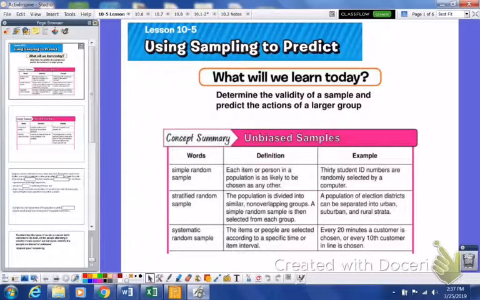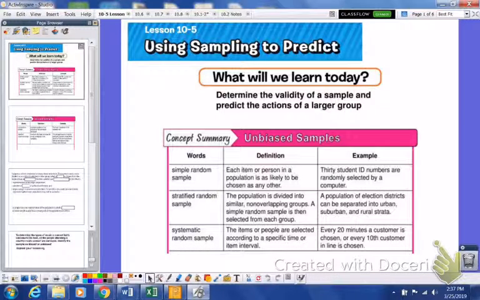Because lesson 5 talks about using sampling to predict. So what we're going to learn in this lesson is to determine the validity of a sample and predict the actions of a larger group. So in order to do that, the first thing we want to talk about is biased versus unbiased samples.